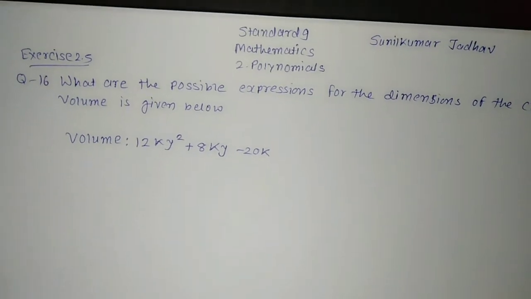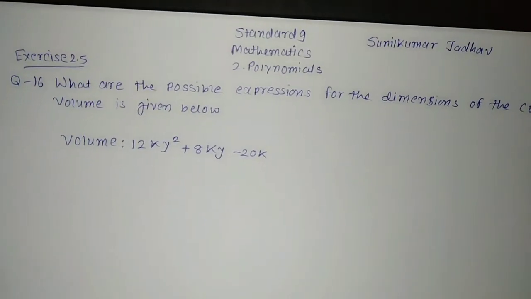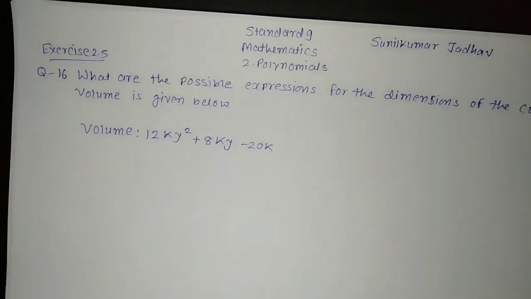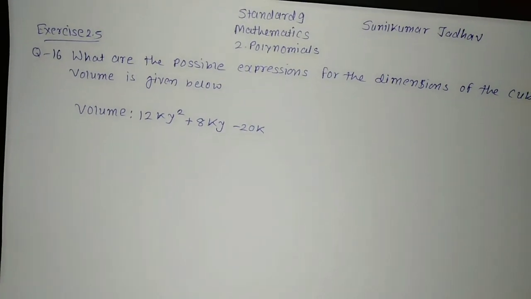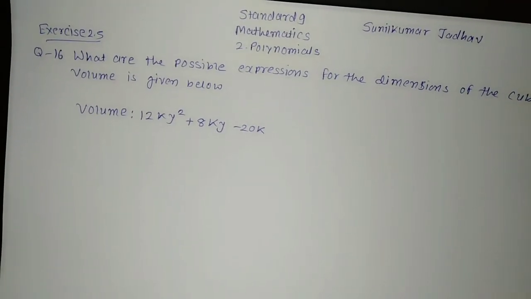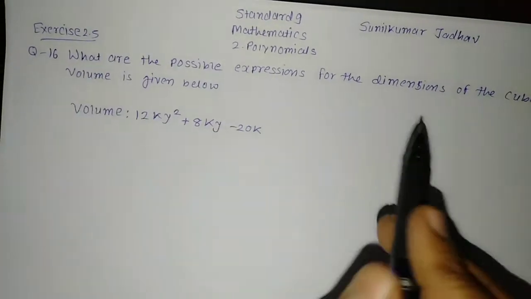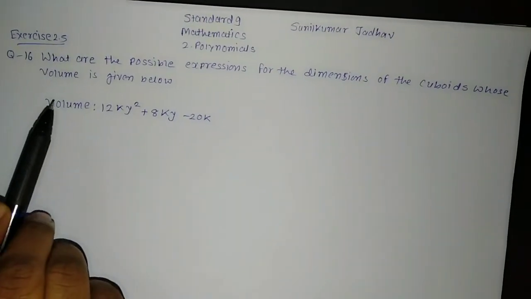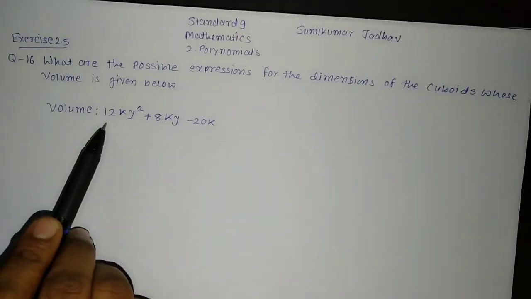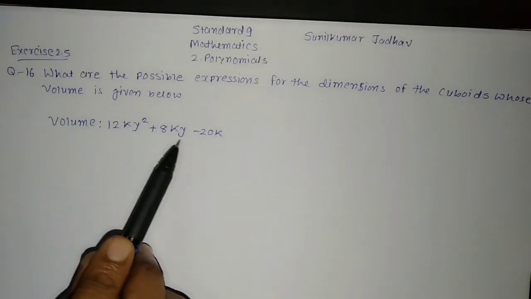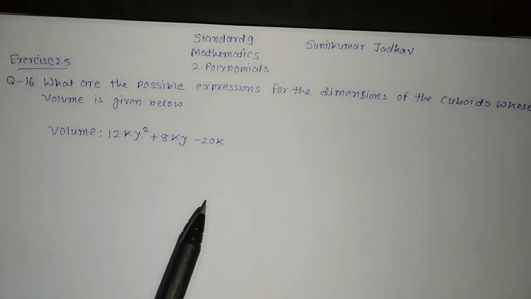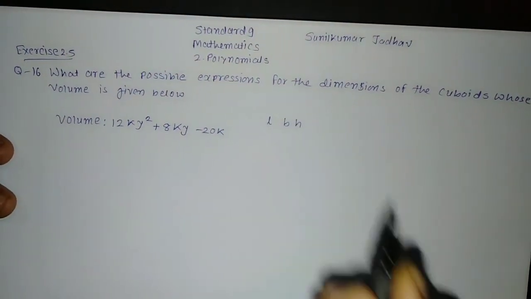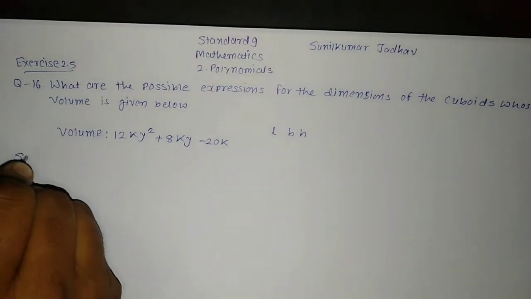So see this question. If you have not seen the earlier video, or if you have any doubt about the solution of an earlier question of this exercise, you can see my past videos. Let us begin with question number 16, exercise 2.5. What are the possible expressions for the dimension of the cuboid whose volume is given? Volume is 12ky² + 8ky − 20k. We need to find three things: the length, breadth and height of this cuboid. Let us begin the solution.